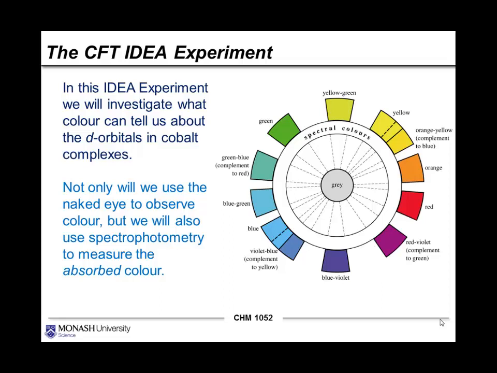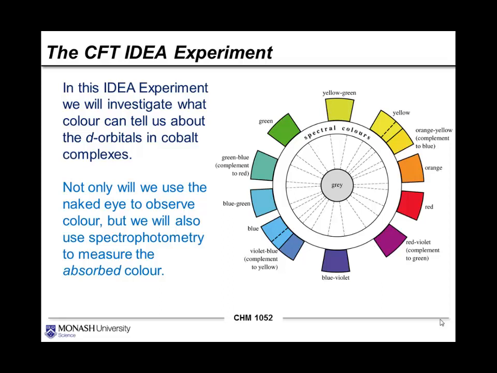In this idea experiment, we're going to investigate what colour can tell us about the d orbitals in cobalt complexes, also known as coordination compounds. Not only will we use the naked eye to observe colour, but we'll use spectrophotometry to measure the absorbed colour by these sorts of materials.